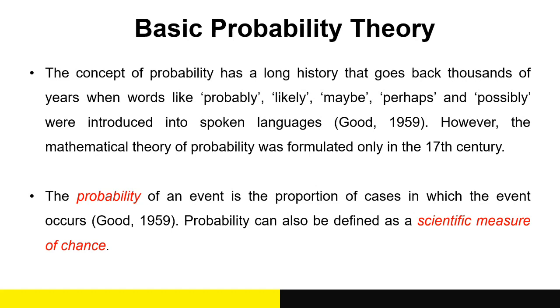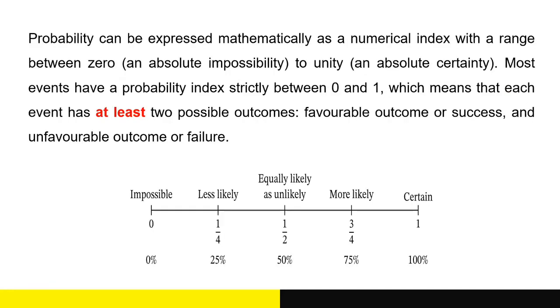The concept of probability has a long history that goes back thousands of years, with words like probably, likely, maybe, perhaps, and possibly being introduced into spoken languages, according to Good in 1959. However, the mathematical theory of probability was formulated only in the 17th century. The probability of an event is the proportion of cases in which the event occurs. Probability can also be defined as a scientific measure of chance.